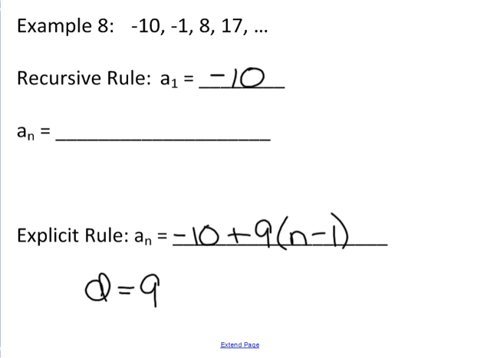And as I said, the recursive rule is even easier. What do I do to the prior term? So that's my a sub n minus 1 to get the next term. Well, I'm adding 9.